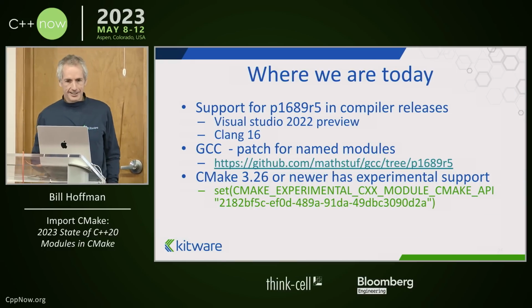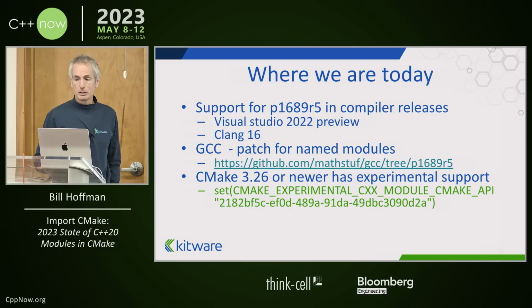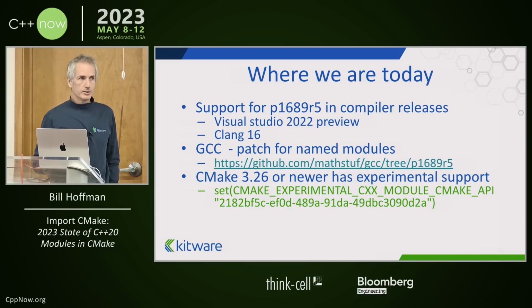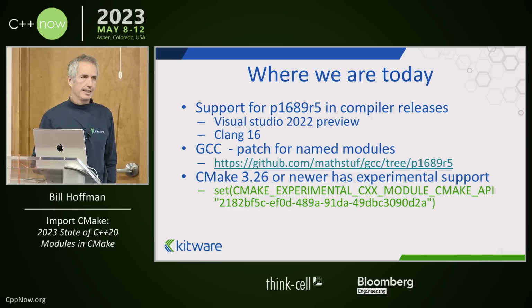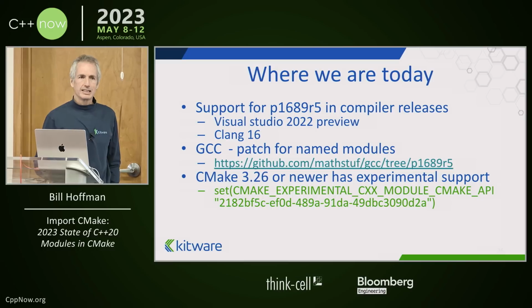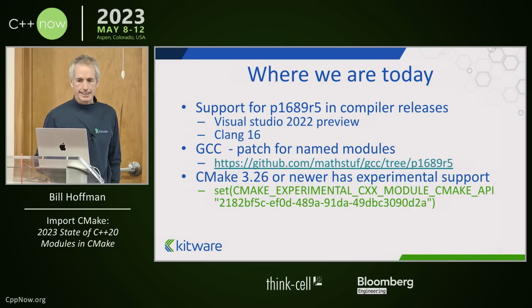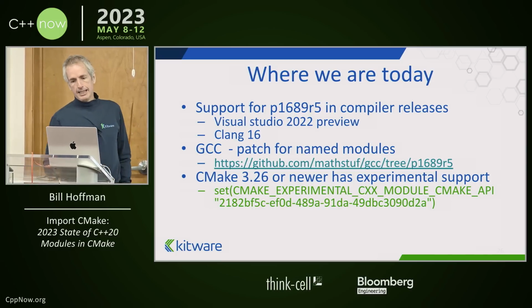So where are we today? Happy to report that support for the P1689R5 is in compiler releases. Visual Studio 2022 previews have it, and Clang 16 has it, which was a big one. GCC still has a patch for named modules, and we are working diligently again on getting that patch upstream. I think it broke a few tests, and we're working on fixing them and getting that in. Hopefully that gets in soon before the next release of GCC.